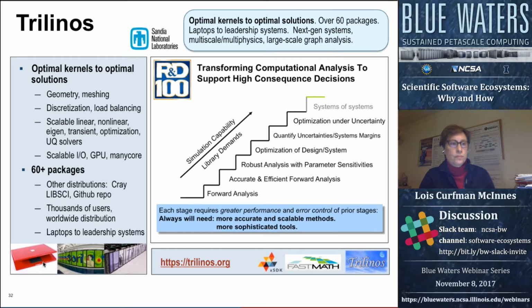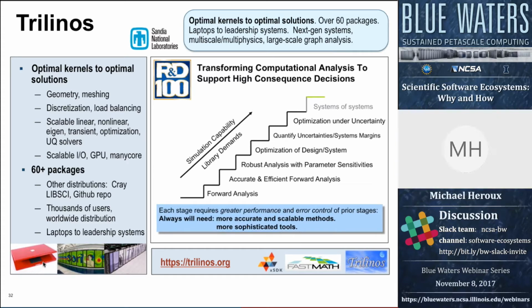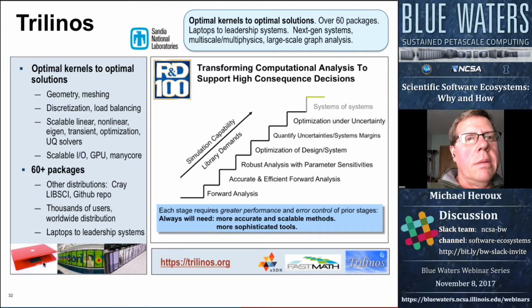So Trilinos is another large collection of capabilities. It's a project that I started about in the year 2000 or so, and now involves dozens of people and a large variety of packages. It was born in a kind of engineering environment where, yes, we need forward analysis, yes, we need accurate and efficient forward analysis, but our goal is to eventually get to high quality engineering solutions to a variety of problems.